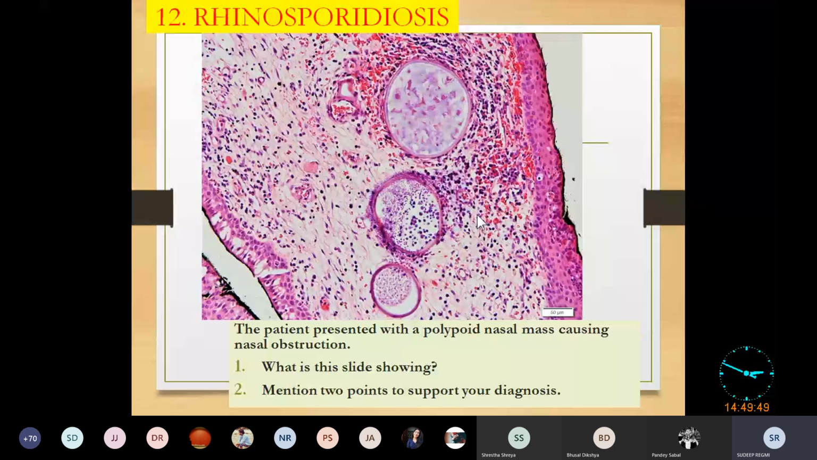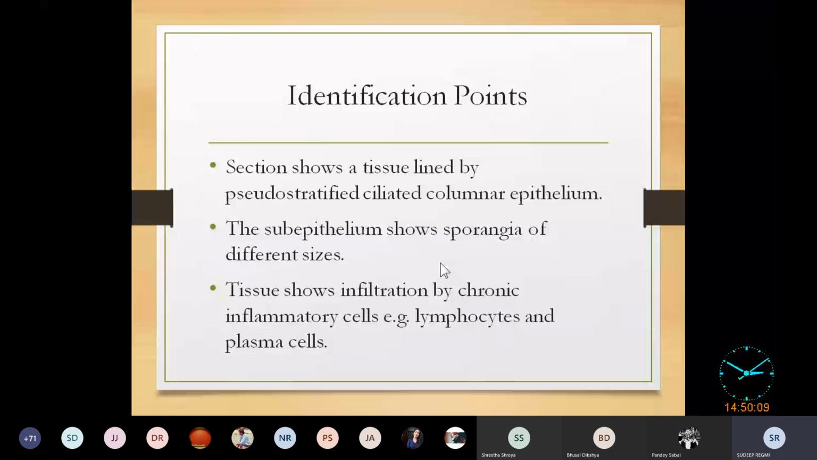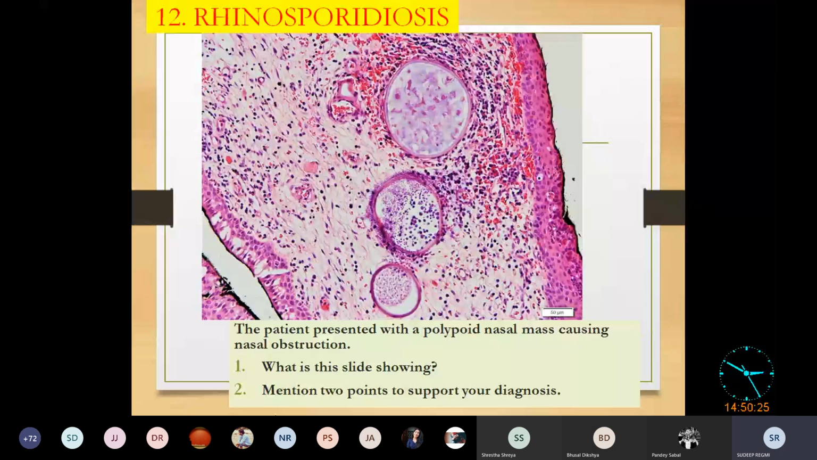And not only pseudostratified columnar, there is metaplastic squamous epithelium also on this side. There is presence of sporangia of different sizes. So sections show a tissue lined by pseudostratified ciliated columnar epithelium. The subepithelium shows sporangia of different sizes, and the tissue shows infiltration by chronic inflammatory cells, for example lymphocytes and plasma cells. So you should tell this. Otherwise, the patient presented with a polypoidal nasal mass causing nasal obstruction. This will be the history.